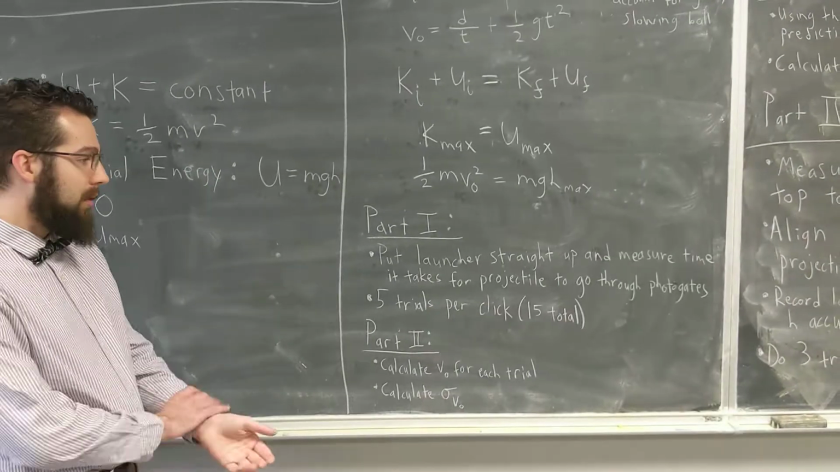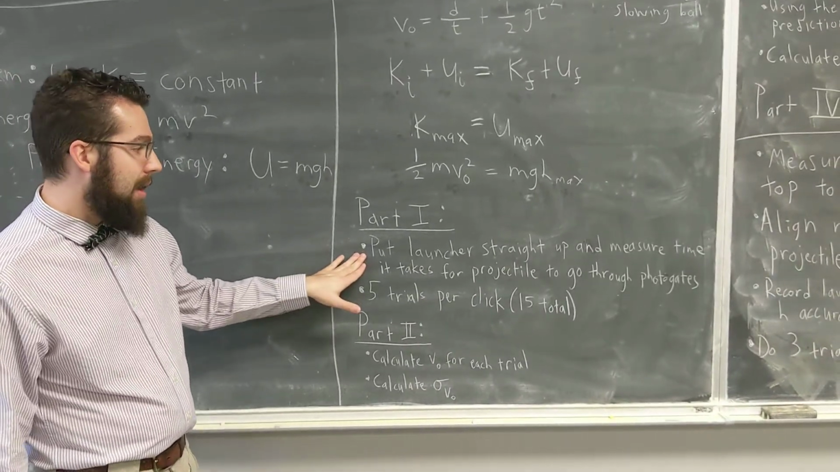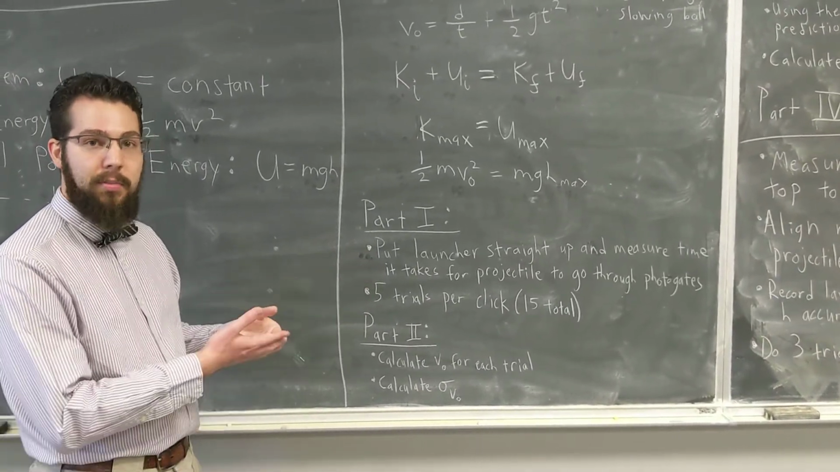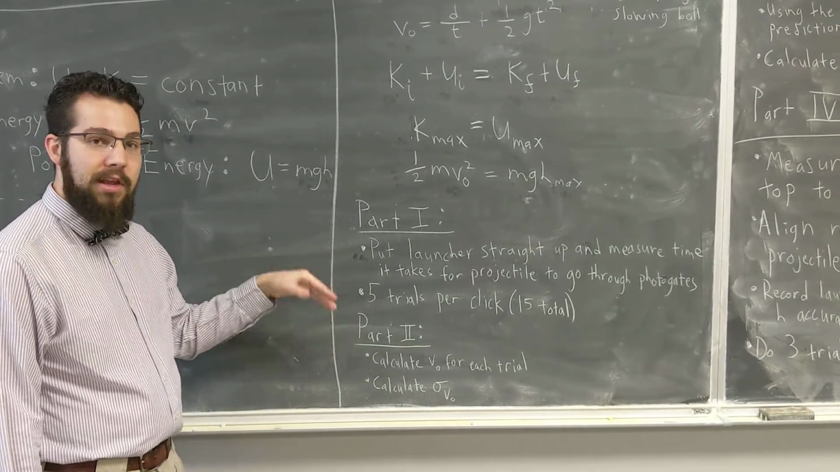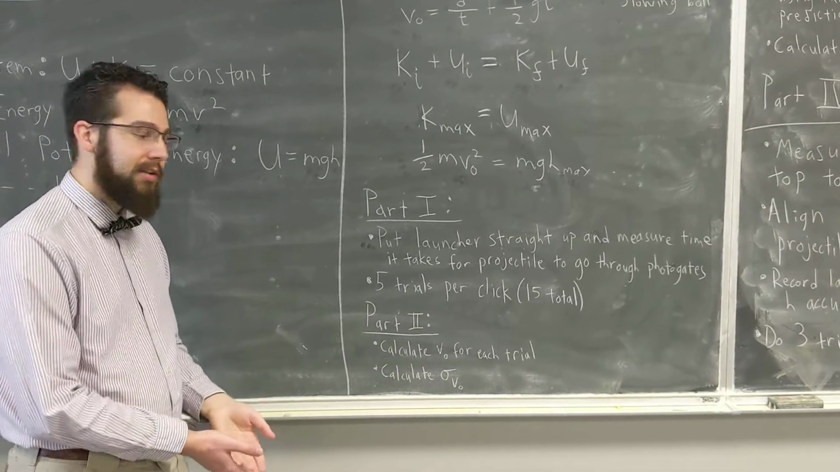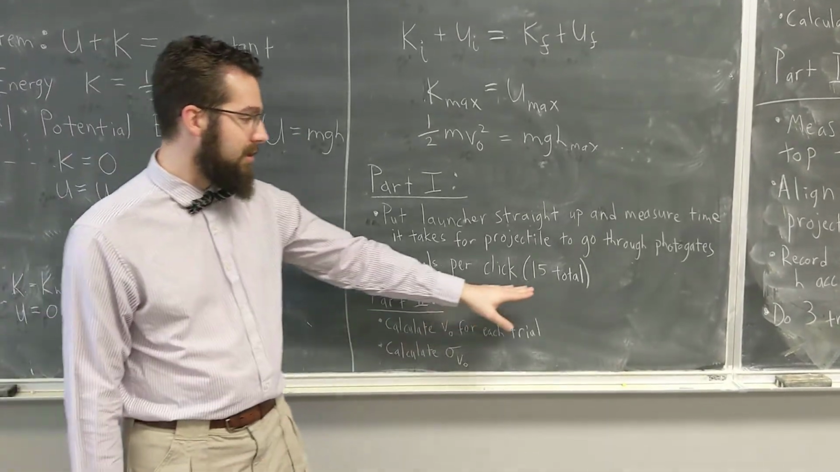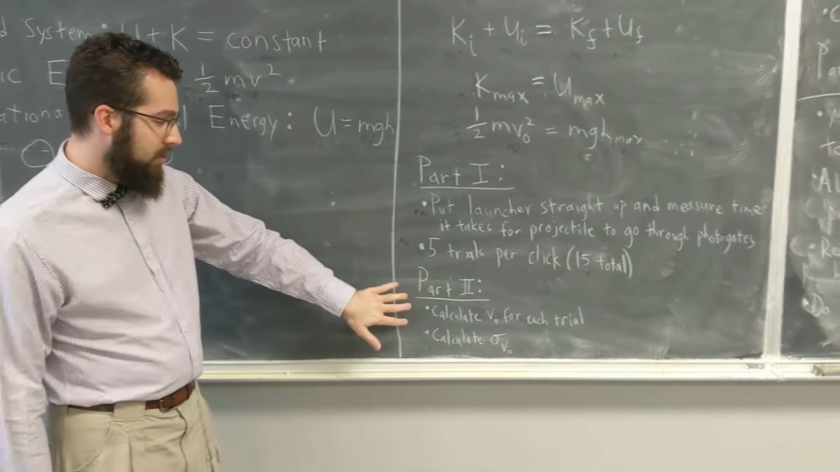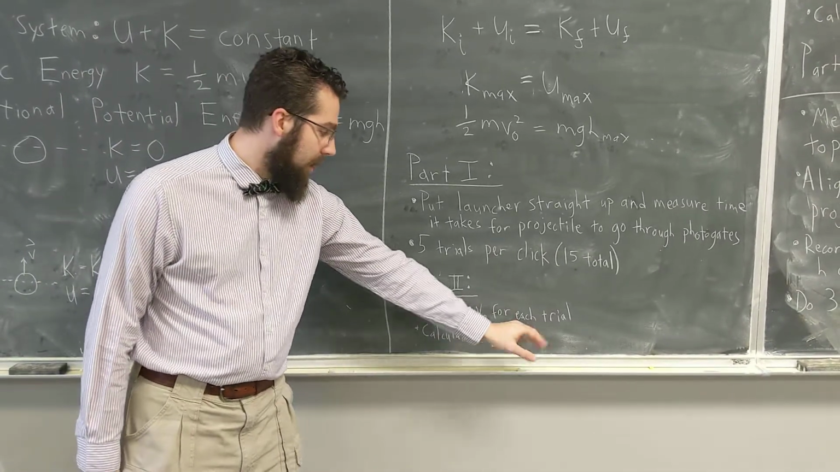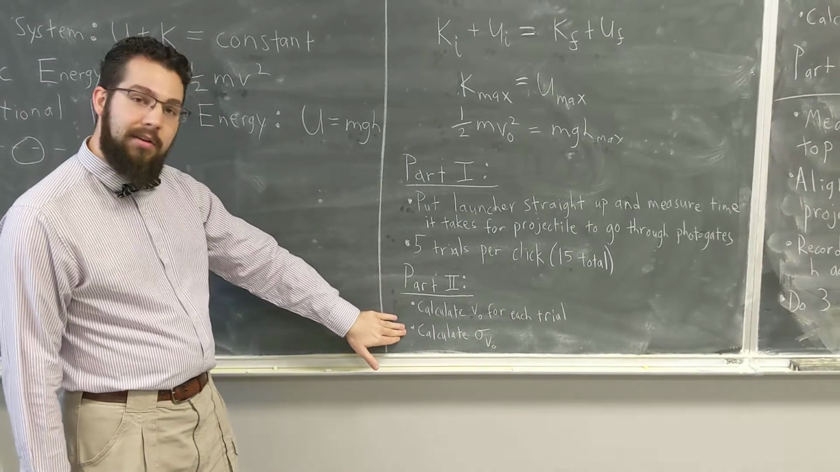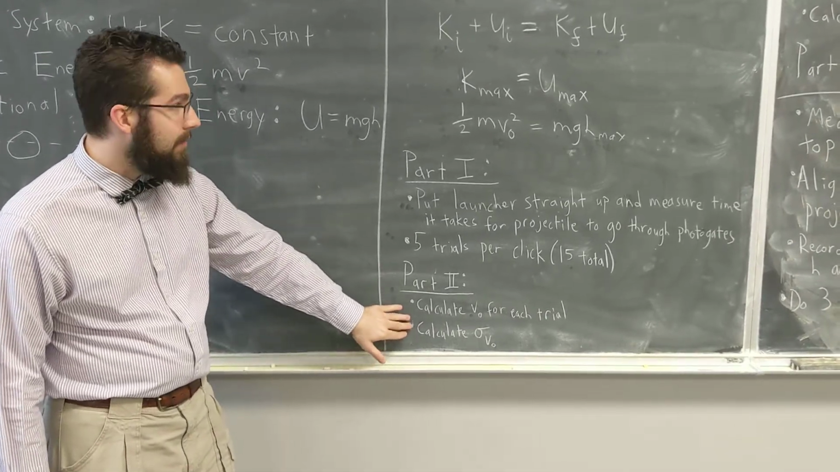So now the actual lab, I'll put the launcher straight up, and then I'll measure the time it takes for the projectile to go between the photo gates. I'll do this 5 times for each click, because it goes 1, 2, 3 clicks for the higher energies, for 15 total trials. And then in part 2, you'll calculate the v naught from the time given for each trial, get the average, and then calculate the standard deviation of the mean for that v naught.